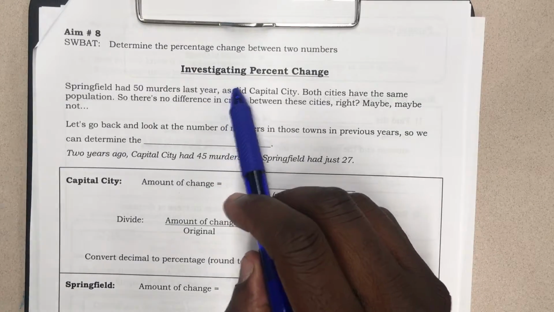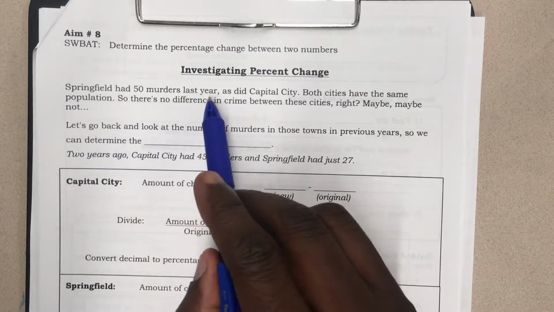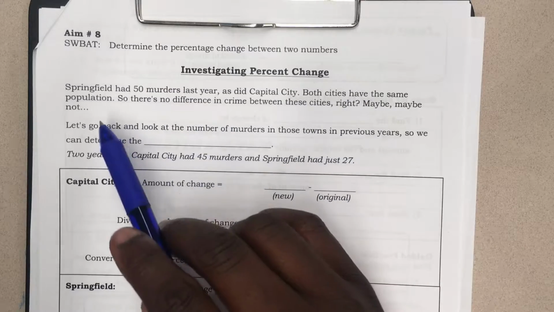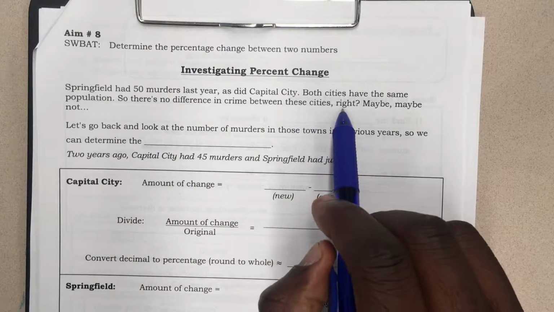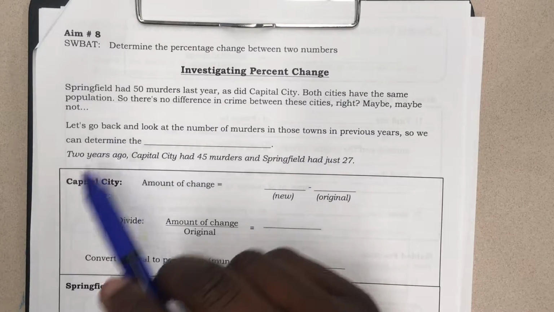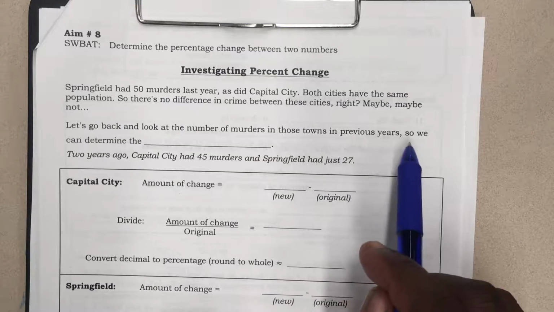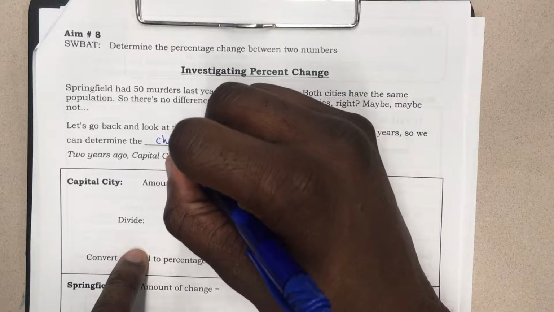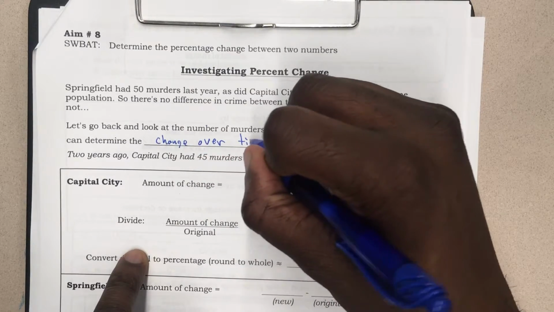Okay, starting with our investigating percentage change. Springfield had 50 murders last year as the capital city. Both cities have the same population, so there's no difference in crime between these cities, right? Maybe, maybe not. Let's go back and look at the number of murders of those towns in previous years so we can determine the change over time.